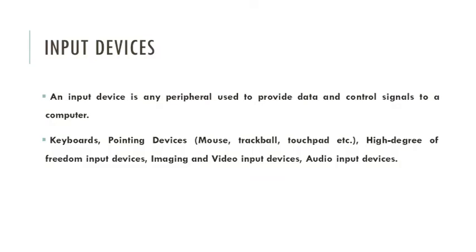Now we have the input devices. An input device is any peripheral used to provide data and control signals to a computer. We have different divisions of these input devices, which include the first one, keyboards, the second one, pointing devices, then the high degree of freedom input devices, which means the various kinds of three-dimensional interfaces. Then we have the imaging and video input devices, which include the 3D scanner, barcode reader, fingerprint scanner, then the webcam, image scanner, etc.